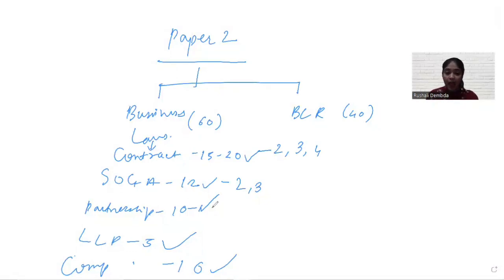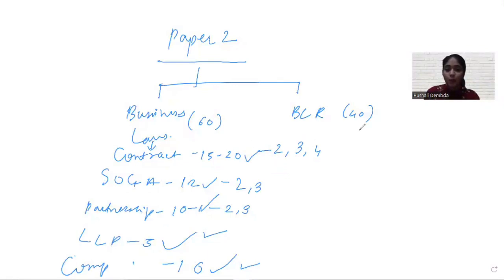Then in your Partnership Act, here also Units 2 and 3 are most important. The LLP entire chapter is important: 5 marks, 1 question, in every attempt it is there. Companies Act, everything you have to remember. All the provisions are simple and easy to remember. There are no specific key or always-expected units here; they can ask you anything. I hope we are clear with business laws and where the marks are distributed.